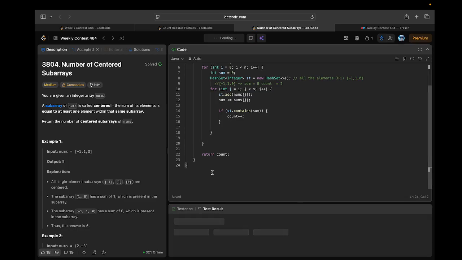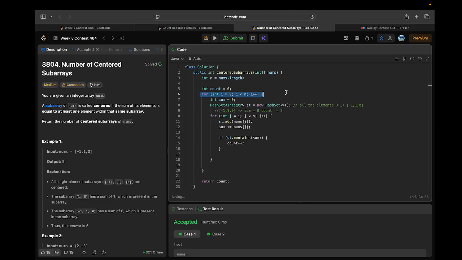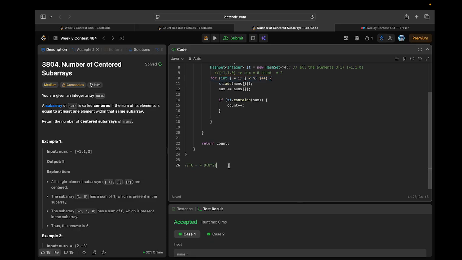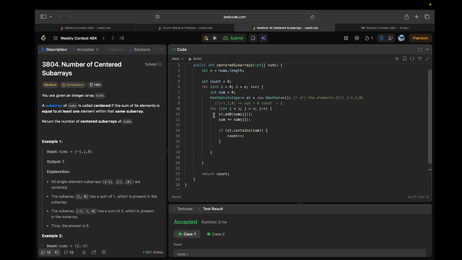Talking about the time complexity, it is O of n square, because first we are running a loop O of n, and inside that loop we are running another loop which is also running n times. So the time complexity is O of n square, and the space complexity is O of n, because we are using a hash set for storing all the elements from i to n.